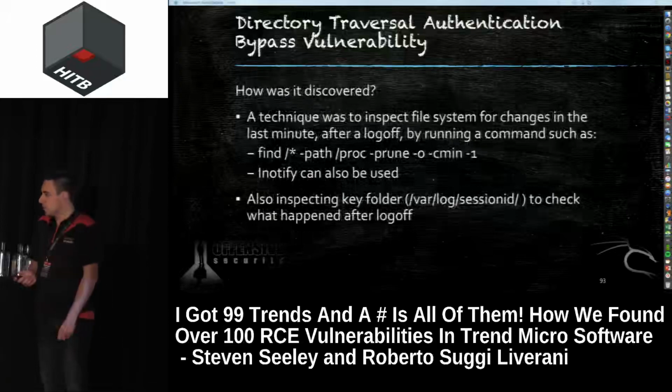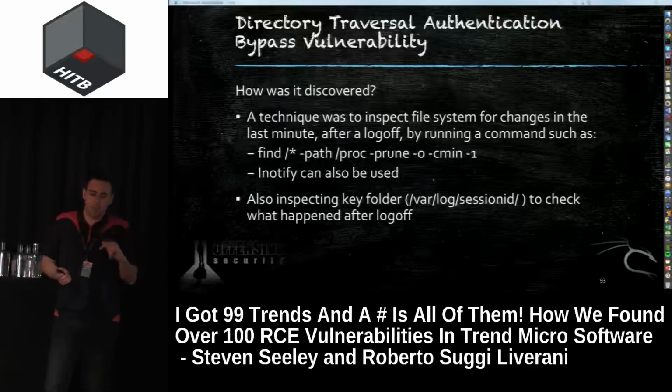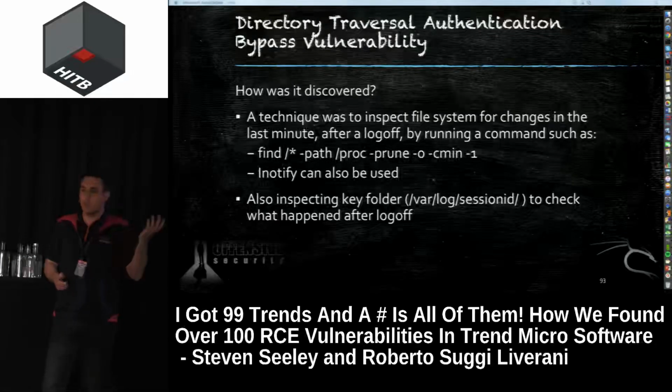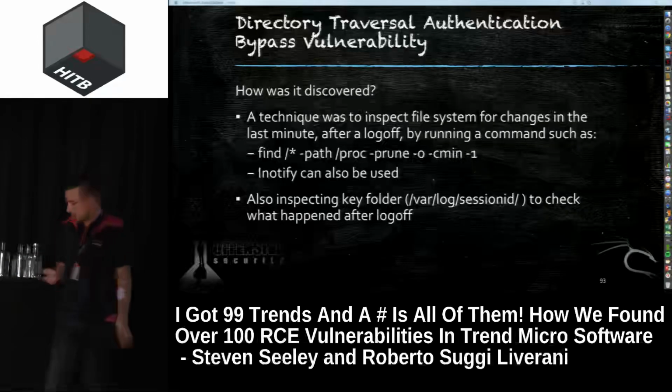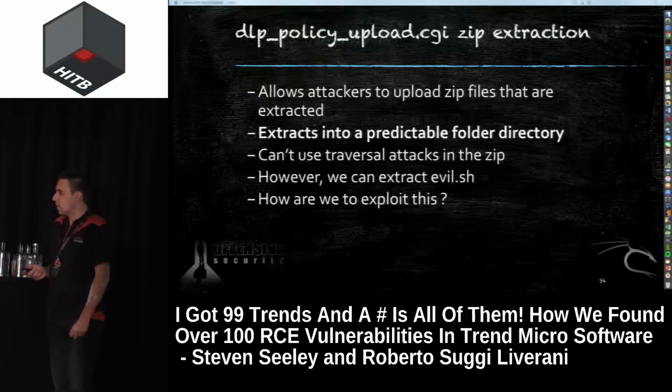Just gonna skip this. One thing about how we found this: basically we were running a find search on the file system to search any file which was modified in the last minute, okay? Then we were doing the log off and then ran it again to see the delta. And in the delta we saw that the folder containing the session ID disappeared. So the log off function must be most likely related to that. And that was one of the keys to finding this vulnerability.